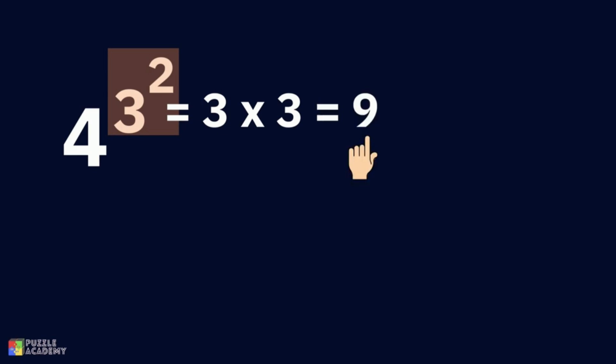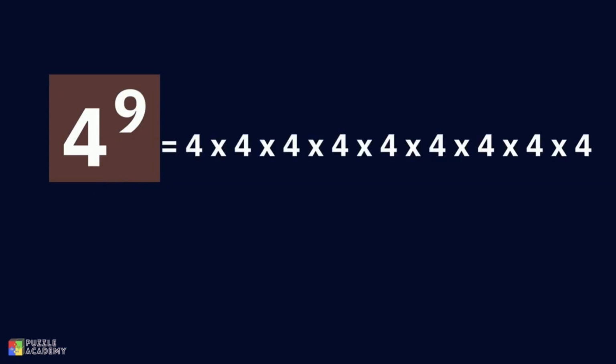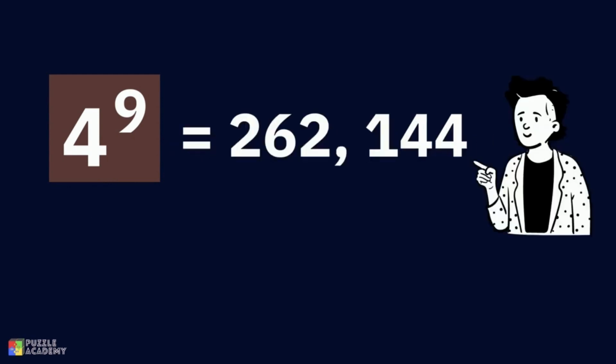Then, we are left with 4 raised to 9. So 4 raised to 9 means we will multiply 4 by itself 9 times. So we get 4 times 4 times 4 times 4 times 4 times 4 times 4 times 4, and that is equivalent to 262,144. And that's how we do it.